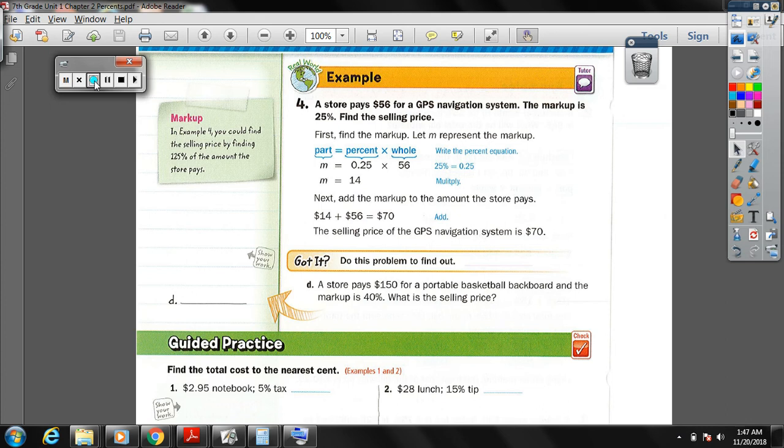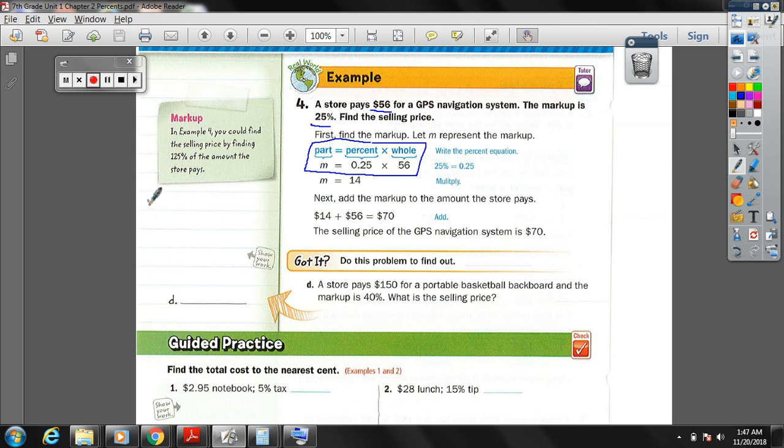We are going to work very closely with example 4. Almost identical. So let's see what they did in example 4. A store pays $56 for a GPS system. The markup is 25%. Here is their initial equation. They are trying to first find the markup. How much did the store increase the price? So that's what we're going to do in part D.